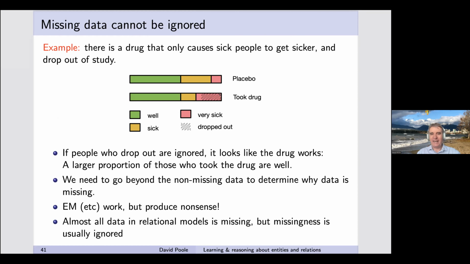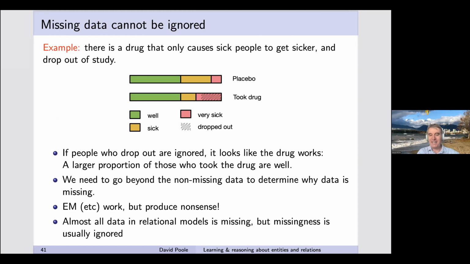So EM will fit any fiction you like to make about who dropped out, including the correct one. But the correct answer is not in the data. You have to go beyond the data. So EM will work, and it will actually produce an answer, but where you end up assigning these people who dropped out, whether you assign them as very sick or well or sick, is just completely arbitrary.